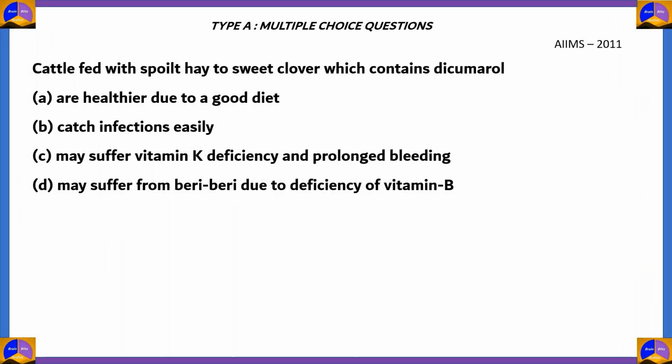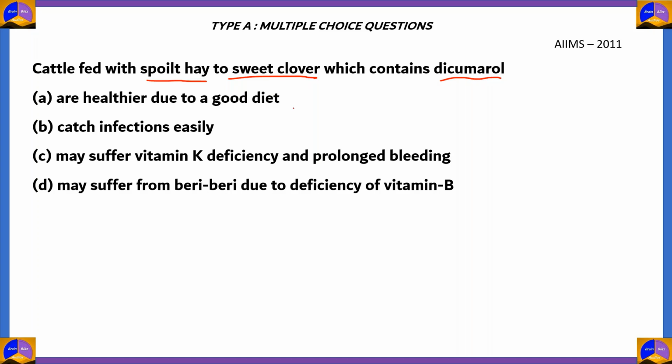Now, let's look at this question. Cattle which are fed with spoiled hay and sweet clover, which contains the chemical dicumarol, so option A, are healthier due to a good diet. Option B, catch infections easily. Option C, may suffer vitamin K deficiency and prolonged bleeding. Option D, may suffer from beriberi due to deficiency of vitamin B.